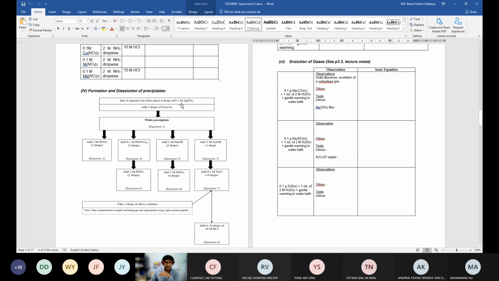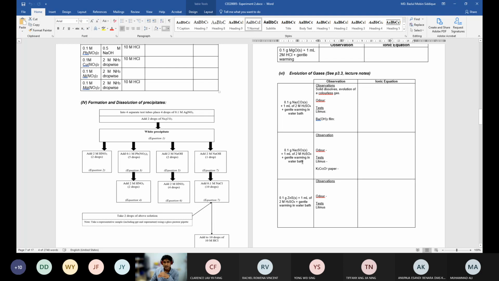Sodium carbonate you are adding with silver nitrate, the two of them. So what precipitate is forming? And then with that you are adding nitric acid. So what is the reaction occurring here? In that way it will continue.